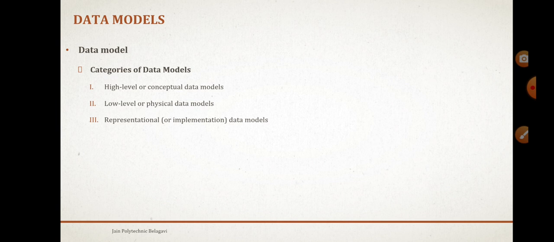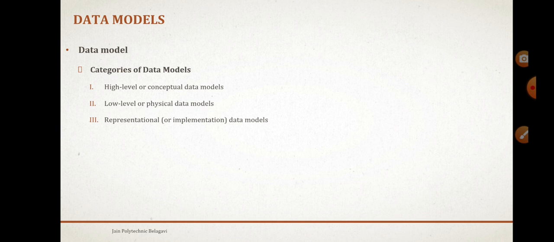An attribute represents some property of interest that further describes an entity. A relationship among two or more entities represents an association among the entities. Let's take an example of a works on relationship between an employee and a project. So this is about high level or conceptual data models.